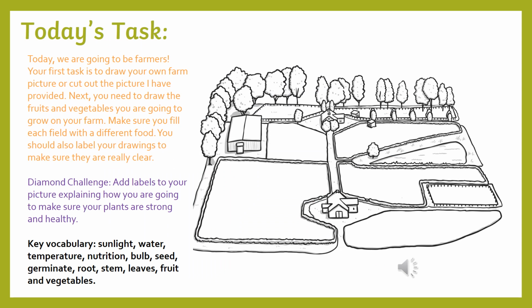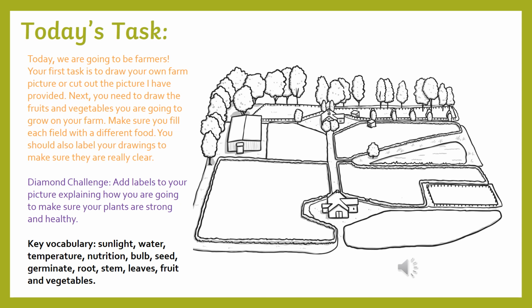Right, let's find out what today's task is. Well, today we are going to be farmers. Your first task is to draw your own farm picture or cut out the picture I have provided. Next, you need to draw the fruits and vegetables you are going to grow on your farm. Think about the fruits and vegetables that we have learned about in this lesson. Which were your favourites? Make sure you fill each field with a different food. You should also label your drawings to make sure they are really clear.